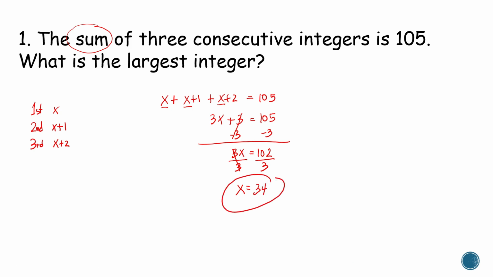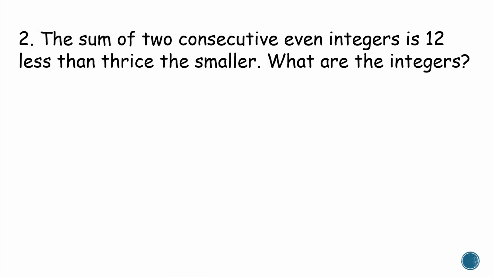So now we were able to find x. Now let's answer what is being asked here. What is the largest integer? If we substitute 34 for x, this is 34 plus 1 is 35. 34 plus 2 is 36. So the consecutive integers we're talking about here are 34, 35, and 36. The largest is equal to 36. All right, let's go to the second example.